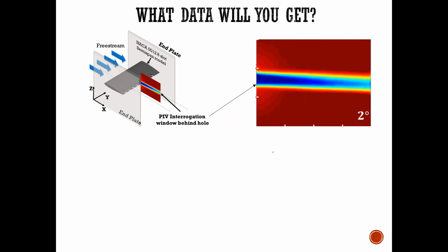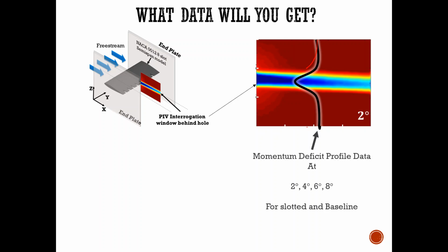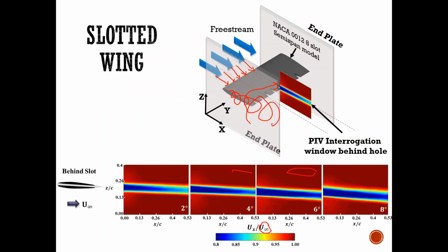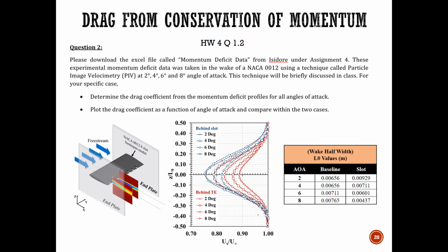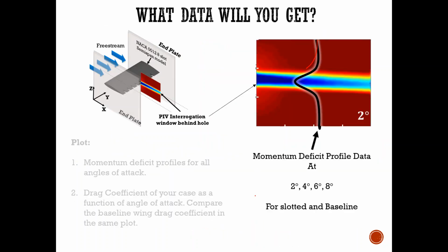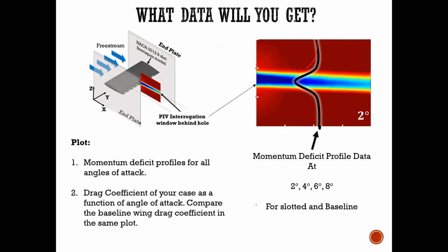I'm not going to give you the actual contour. I simplified it even further by giving you a velocity profile. So I took a profile in here, and that's what you see right there. The red lines represent behind an actual trailing edge of the airfoil, and the blue lines represent behind the slot of the airfoil. Again, this is the momentum deficit. From the momentum deficit, you can include this data.